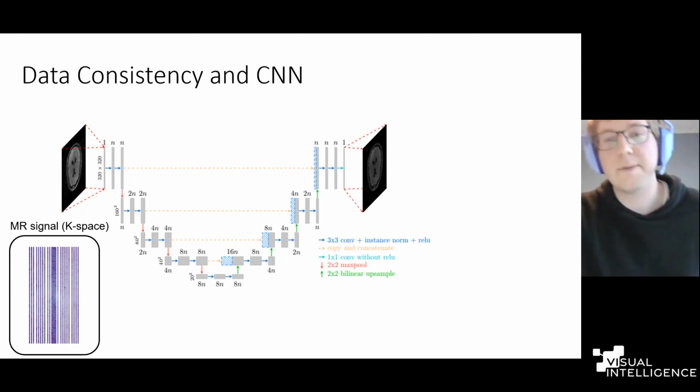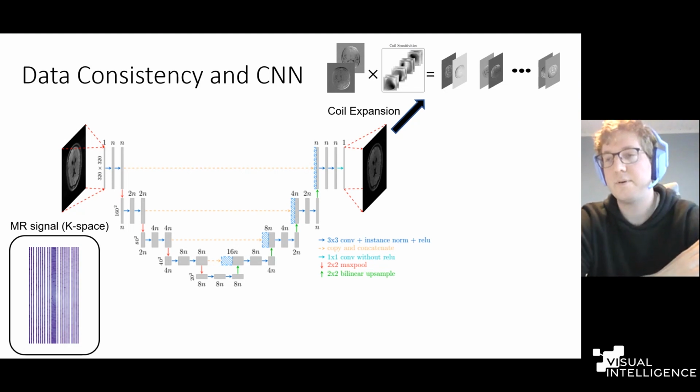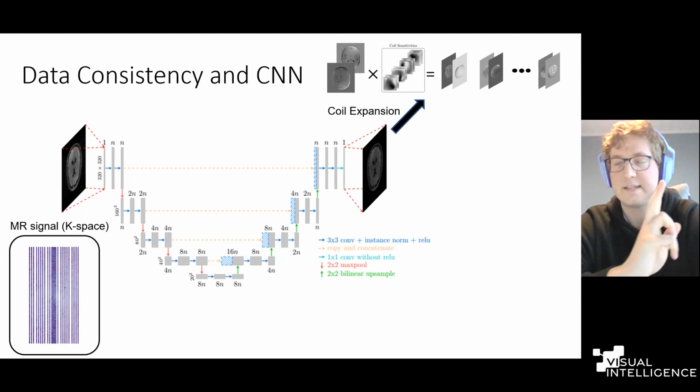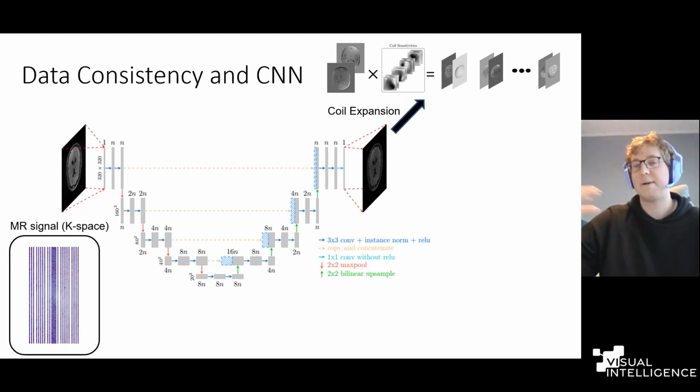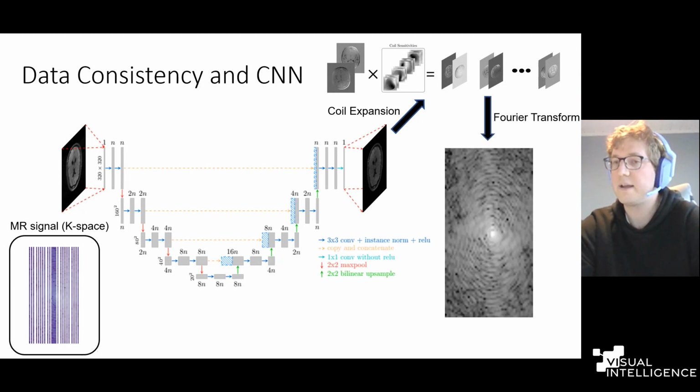Well, from that complex image, you multiply it with the coil sensitivities. So you go from the single complex output of the CNN to the prediction of how it would look for every single coil. So you expand the dimensionality. And from this, you can go back to the actual MR signal by using the Fourier transform. So you go from image space to frequency space.